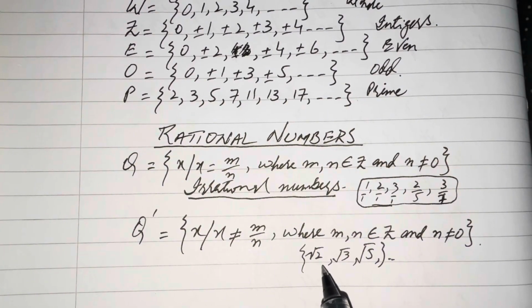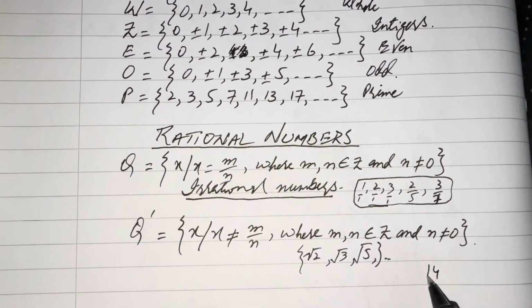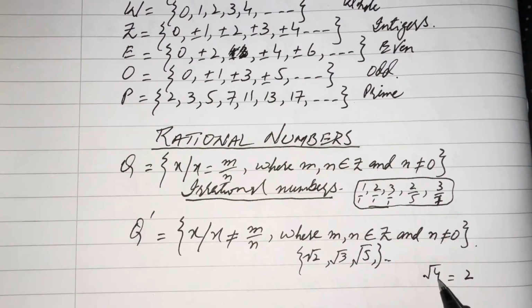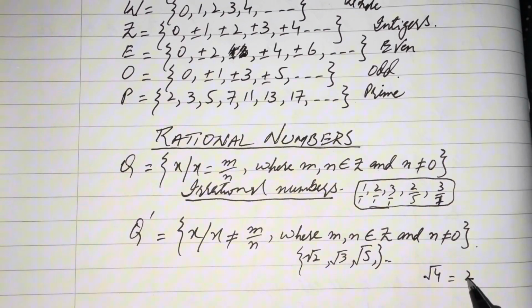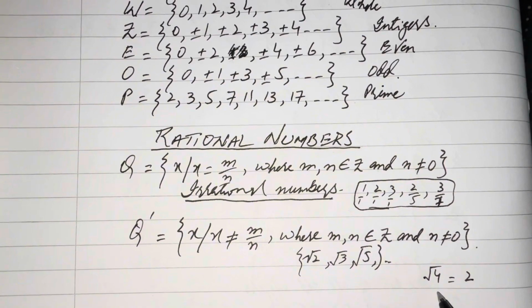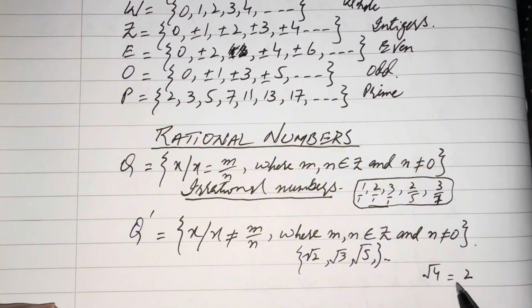can be written in the complete square form. As we can say, under root 4 is equal to 2. So if we take the under root of 4, that is equal to 2. So 4 is the complete square of 2. So these kinds of numbers cannot be irrational numbers. These are called the rational numbers.